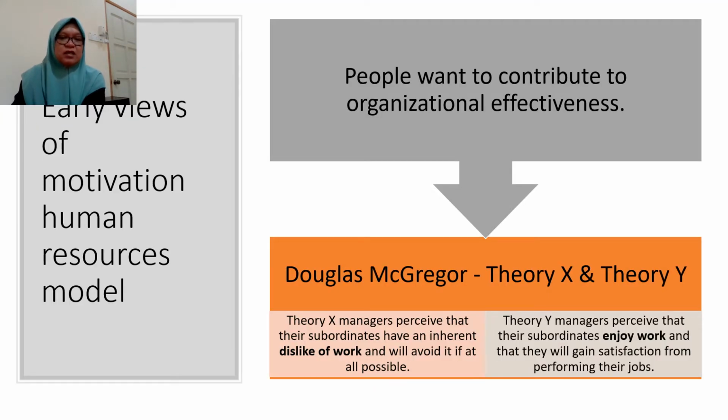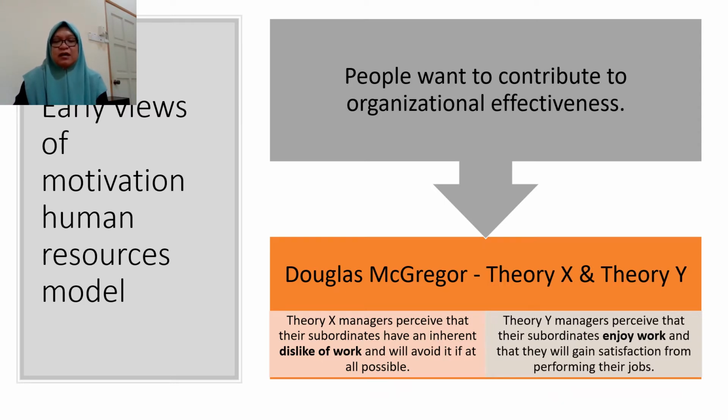Okay, so first we're going to look into the early views of motivation, the human resource model. We believe that people want to contribute to organizational effectiveness. Everyone who works under the organization, we believe that they want to help the organization to become effective. Under the early views, we have Douglas McGregor's theory X and theory Y. According to McGregor, theory X, managers perceive that their subordinates have an inherent dislike of work and will avoid it if at all possible.